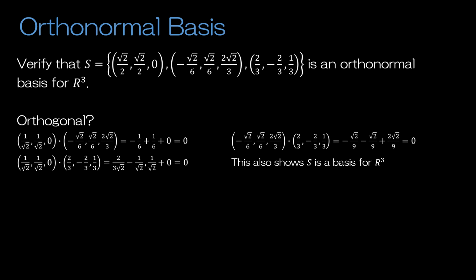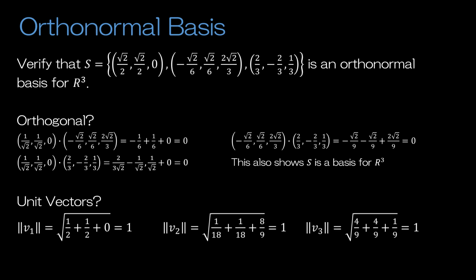Now we have to determine if each of these is in fact a unit vector. So again, we're just going to find the length of each vector. Radical 2 over 2 squared, so that's 2/4 or 1/2, 1/2, 0. So V1 is 1, V2 is 1, V3 is 1. Therefore, we know that V1, V2, V3 is an orthonormal basis.